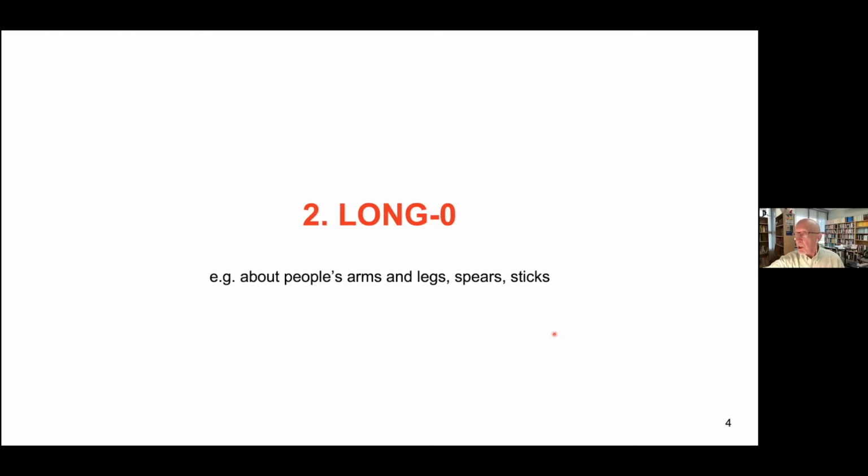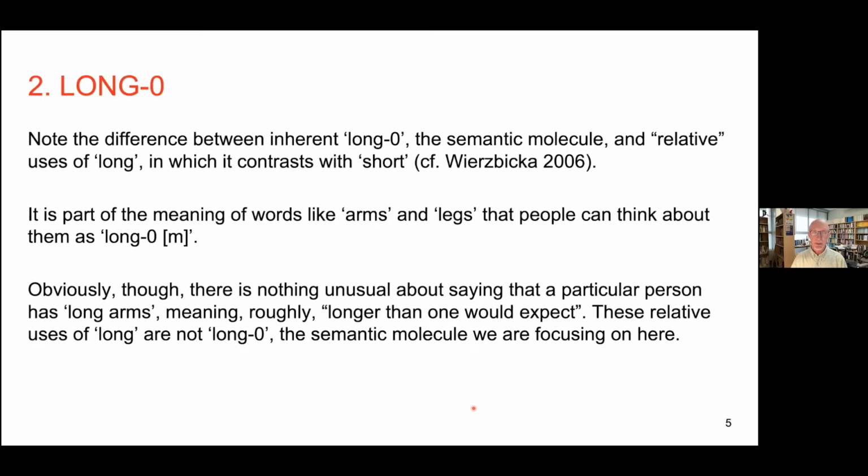So before getting going with long 0, these are the kind of words that we believe require long as a molecule in their meanings: people's arms and legs, things like sticks and spears. The meaning of those words, as we understand it, would necessarily involve saying something like that they are long.